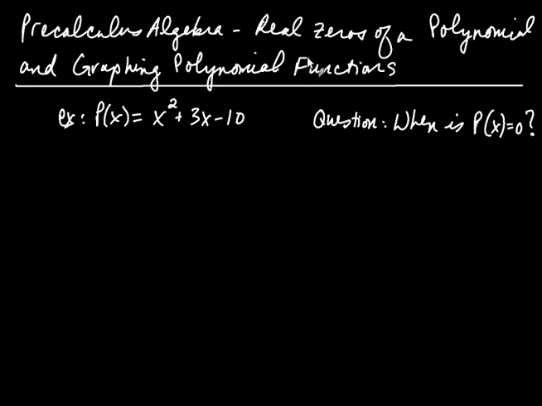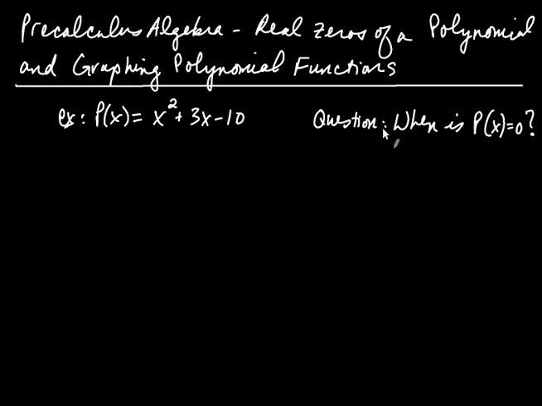Here we're going to look at what are called the real zeros of a polynomial, and we're going to use those real zeros to graph polynomial functions. So let's say that you were given the following polynomial. P of x is equal to x squared plus 3x minus 10.